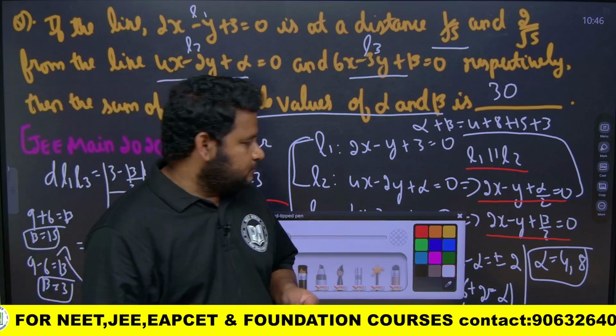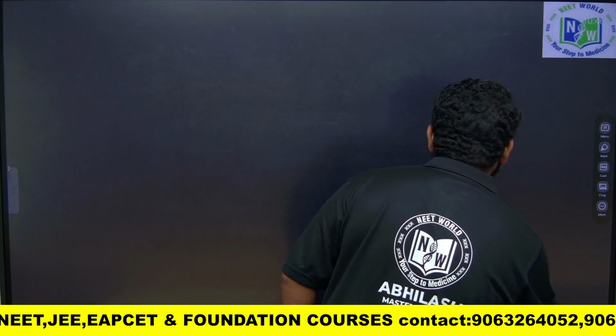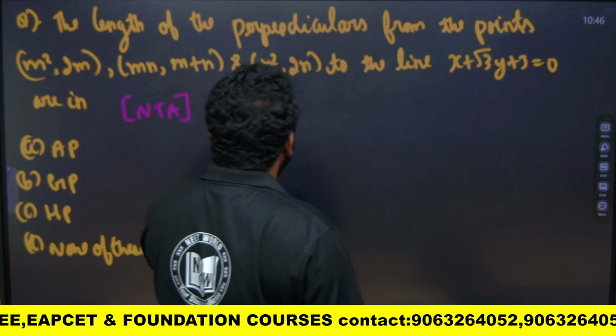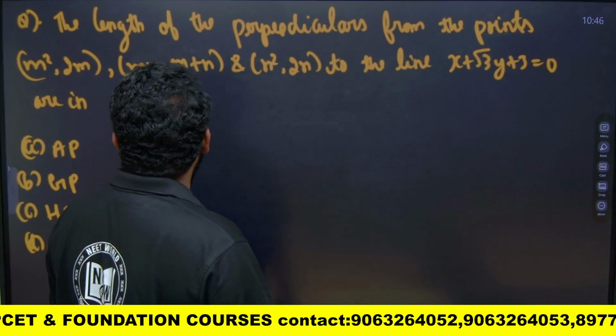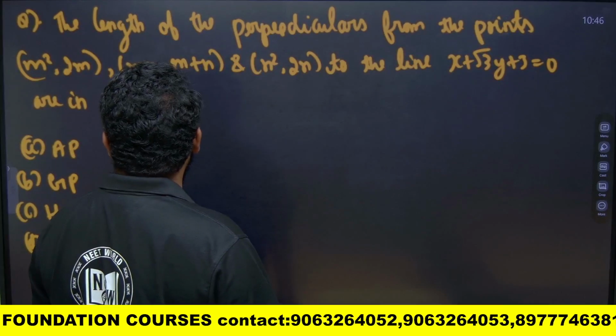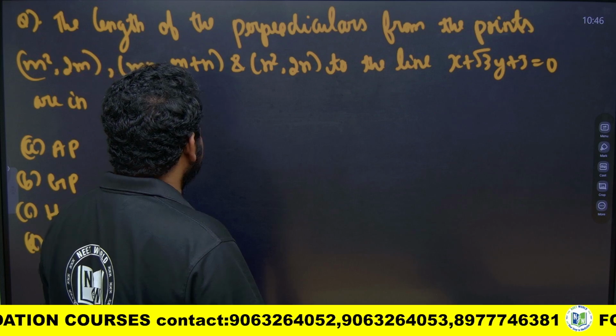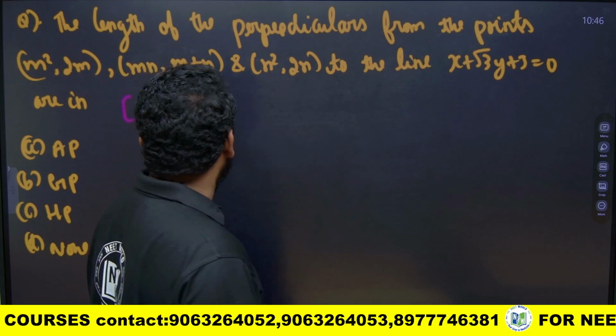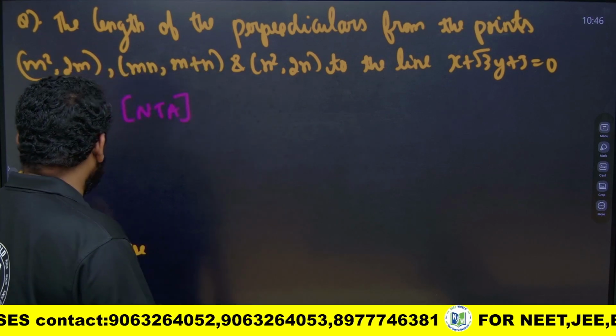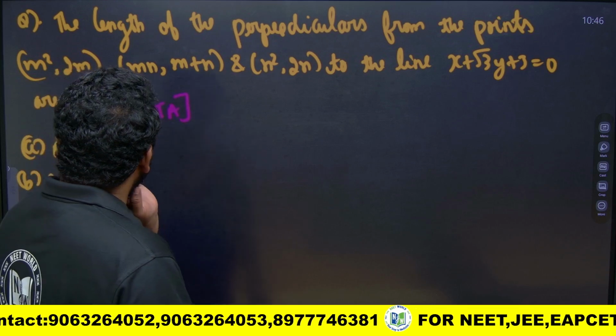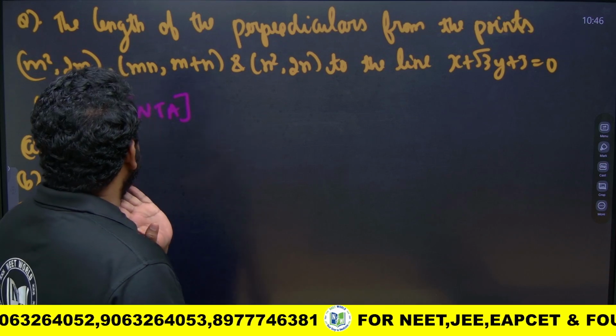All right. Let us move to the next question, friends. They are telling that the lengths of the perpendiculars from the points (m square, 2m) and (mn, n square plus 1) to the line x plus root 5 is equal to 0 are in AP, GP, HP, or none of these. This is an NDA question. The lengths of the perpendiculars from the points, they are telling.